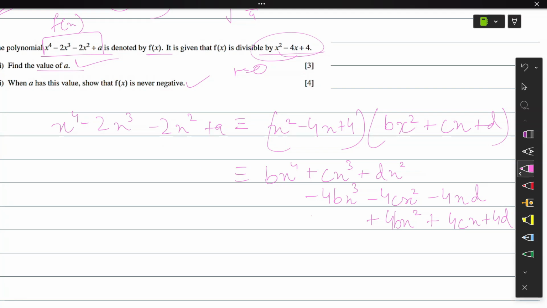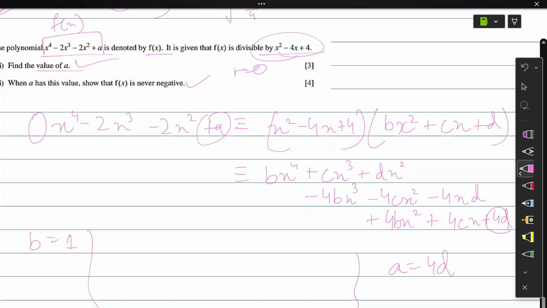So now let's start comparing the coefficients. So we need to find a, right? a is equal to the constant term 4d. So a equals 4d. That's one thing. Now x to the 4 in the general form has the coefficient b, right? And in the actual form it has the coefficient 1. So b equals 1. Now in the general form the coefficient of x cube is c minus 4b. Anything else? Nope. c minus 4b. That shall be equal, in the actual form, to minus 2.